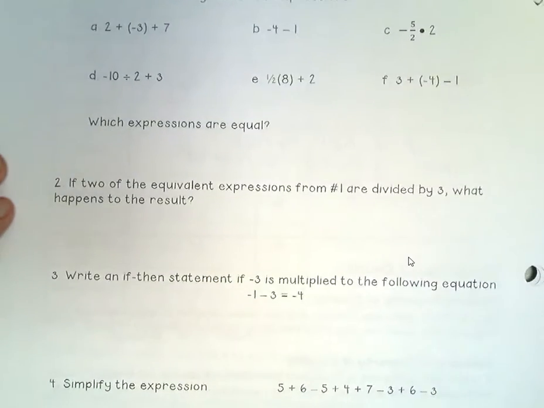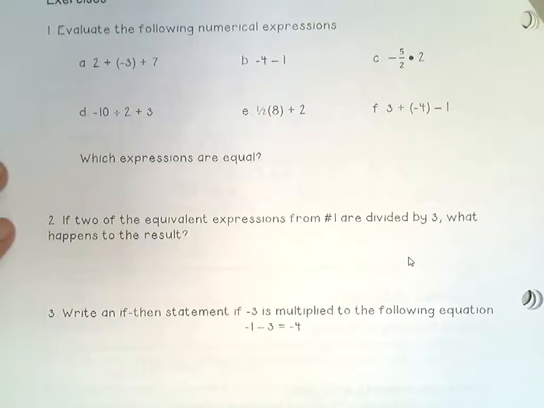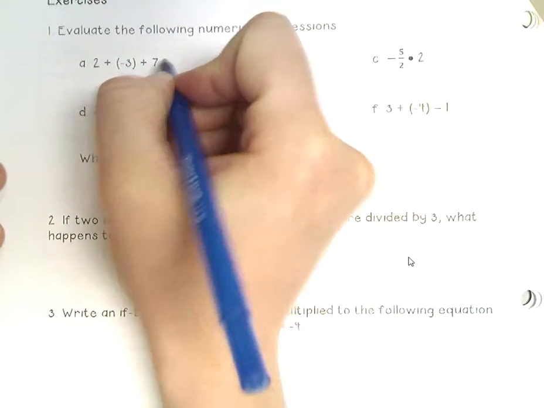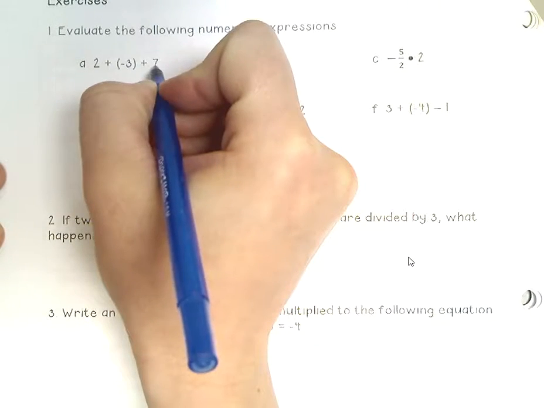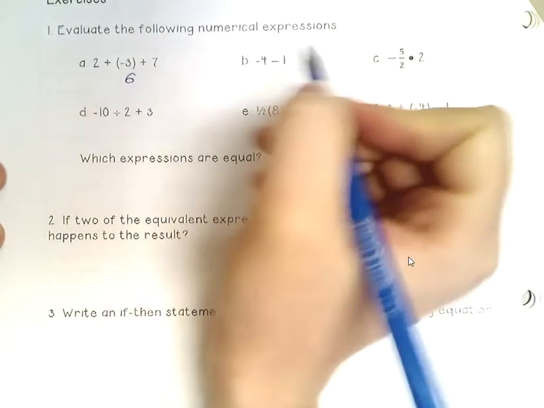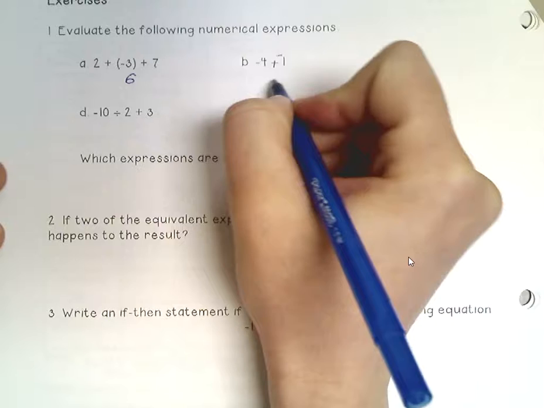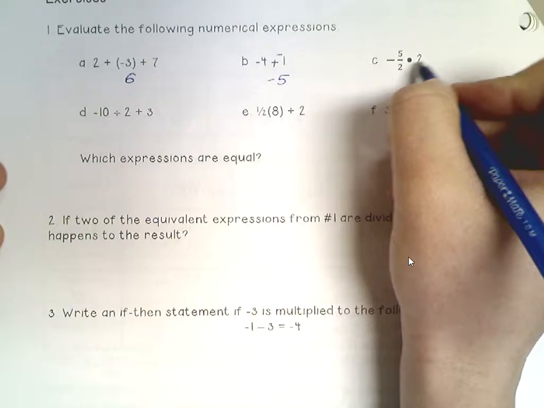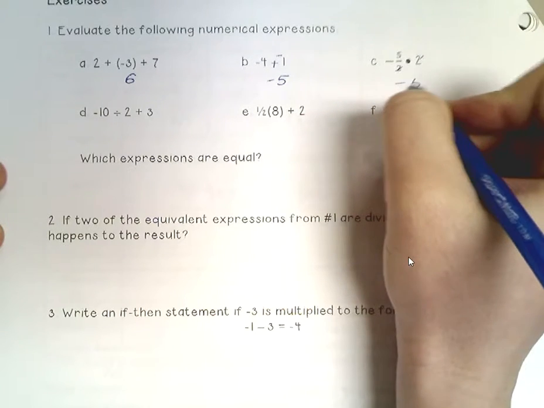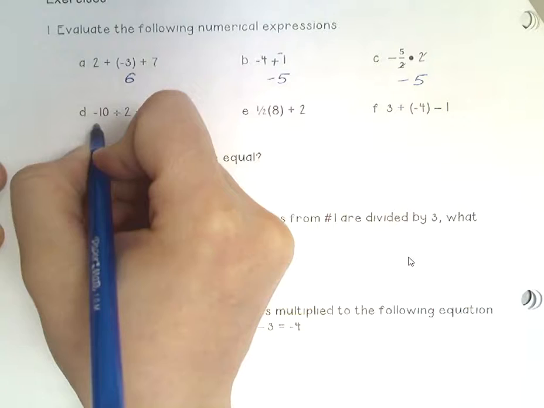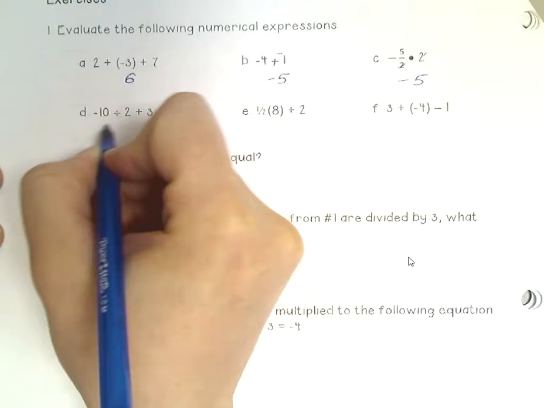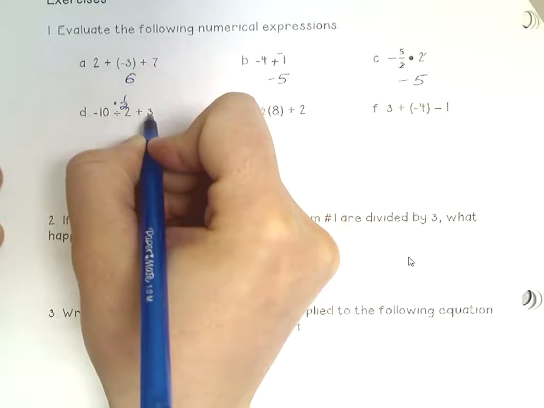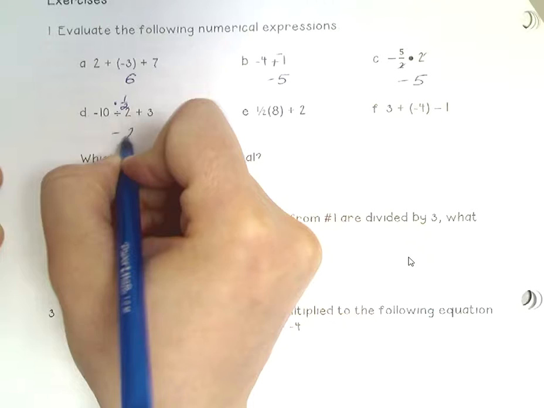All right, so let's get to the exercise. Evaluate the following numerical expressions. So we need to see what each expression equals. A, 2 plus 7 is 9, 9 plus negative 3 is 6. B, negative 4 plus negative 1 is negative 5. C, negative 5 halves times 2 will equal negative 5. D, negative 10 divided by 2, or negative 10 times 1 half, equals negative 5 plus 3 is negative 2.